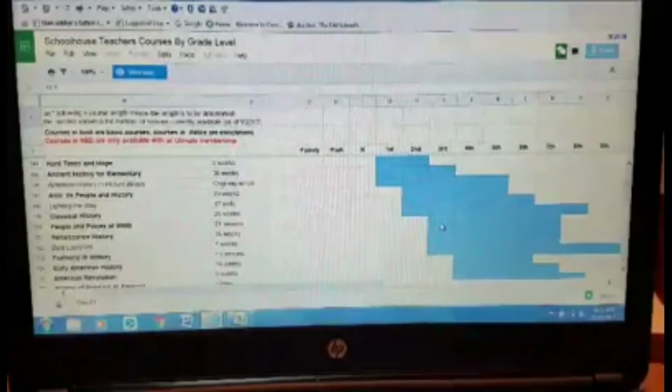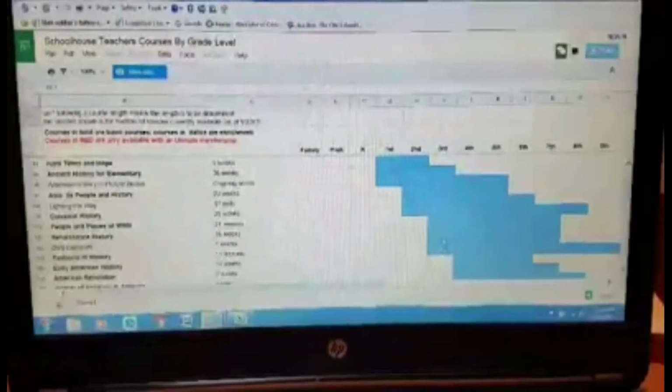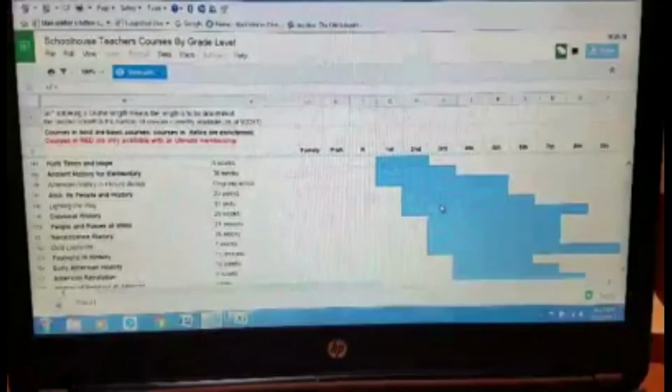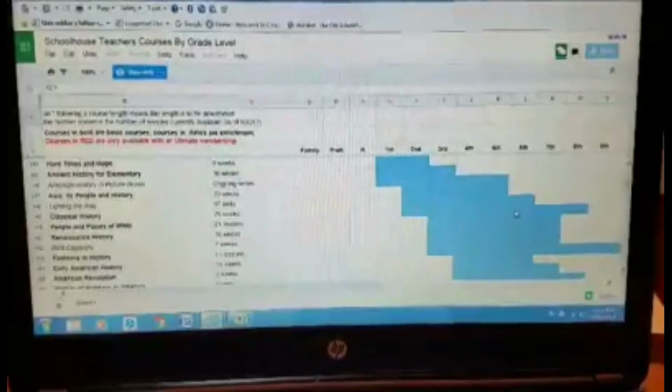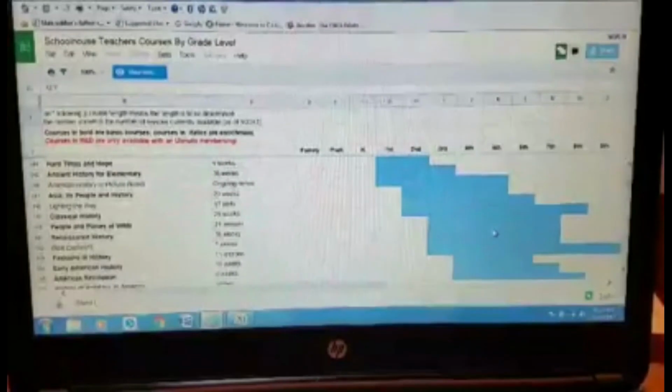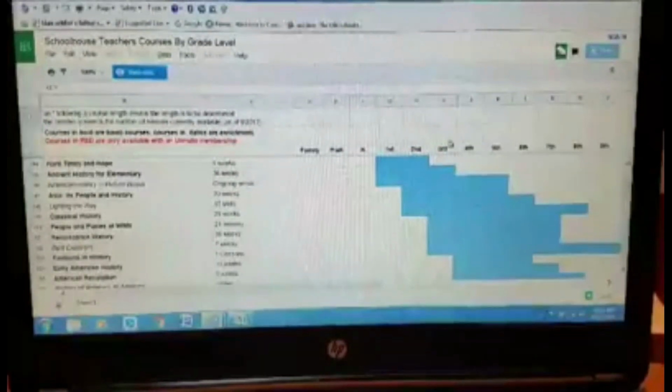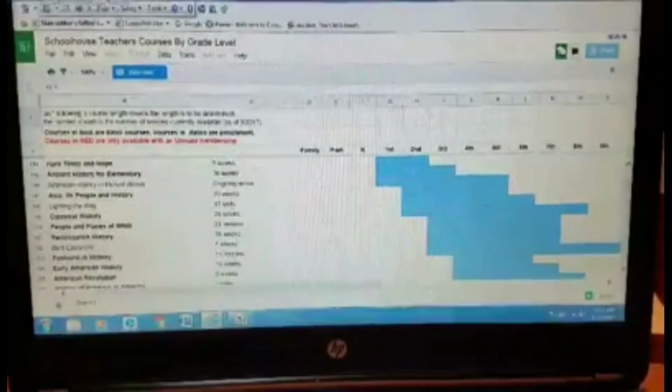Also, people and places of World War II. There's also Renaissance history, bold explorers, and fashions in history. There's also lots of other things here that you can do for different grades, but that would be something that you could do for 3rd through 6th grade. And you might have to do some extra reading or some extra writing for the 6th grader, but those are always fun to do and easier on the mom if you can incorporate more than one grade in a subject.